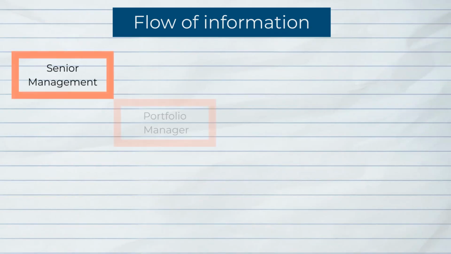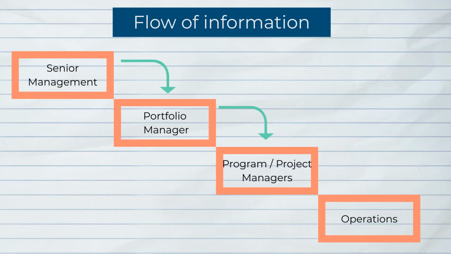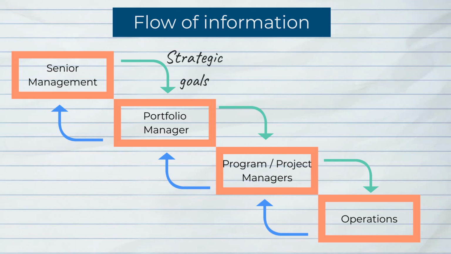The second comment relates to the flow of information within the value delivery systems. A value delivery system works most effectively when the information and feedback are shared among the components. This will ensure that the system is always aligned with the strategic goals of the organization. The senior leadership provides the strategic goals to the portfolio managers, who in turn will determine the benefits and values to be provided by the program managers.